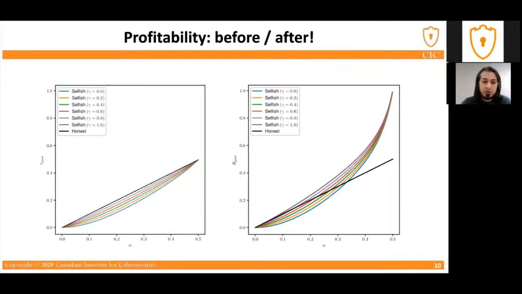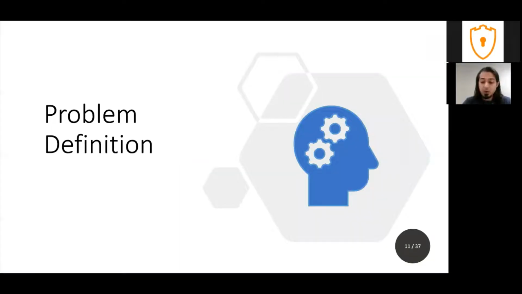As you can see, before the difficulty adjustment, in the short period, all of these curves are below the gray or black line here. It means selfish mining is never profitable. And on the right side, you can see it after many difficulty adjustment periods, and in this case, many of them are above this line. This is from our analysis, which shows both of them are correct in some ways, but not in every scenario. So what is our problem here?